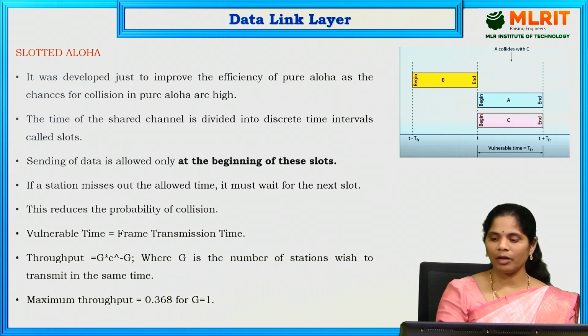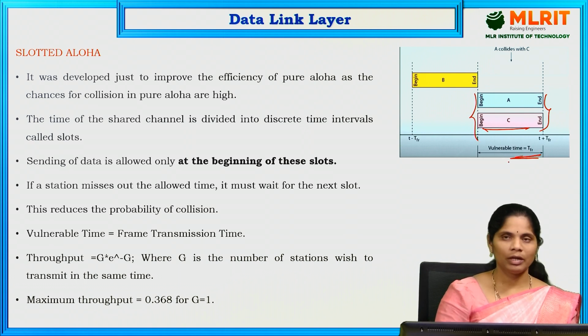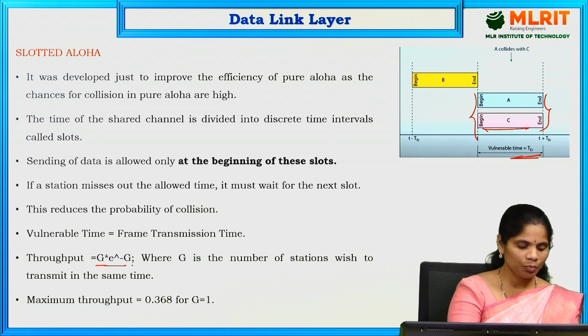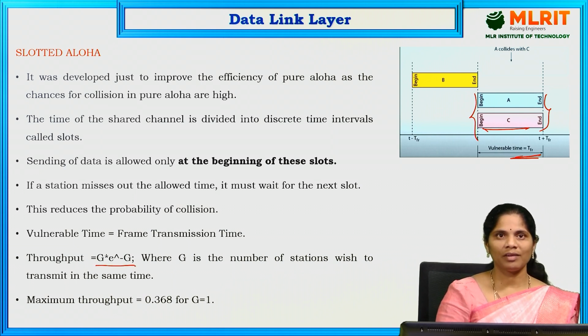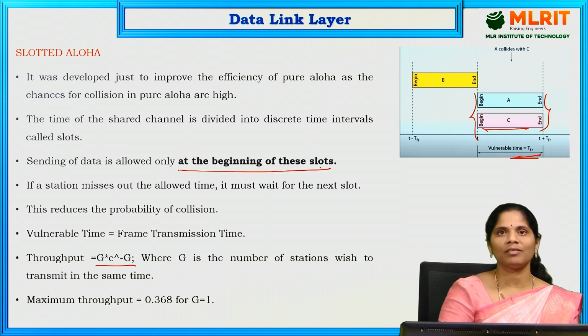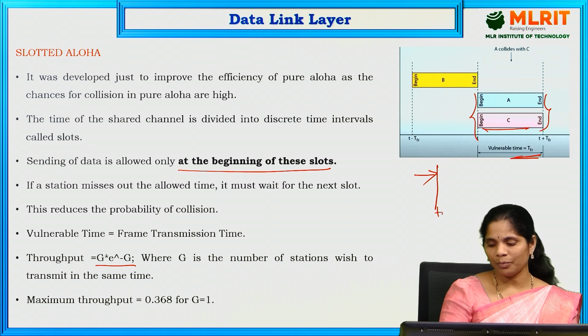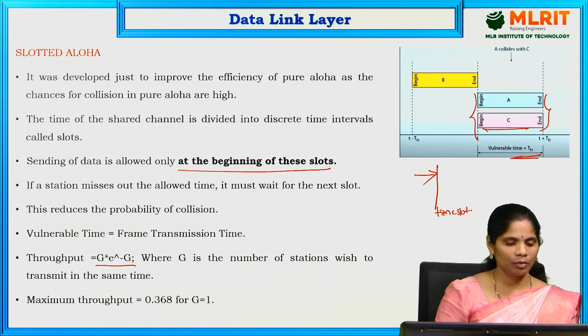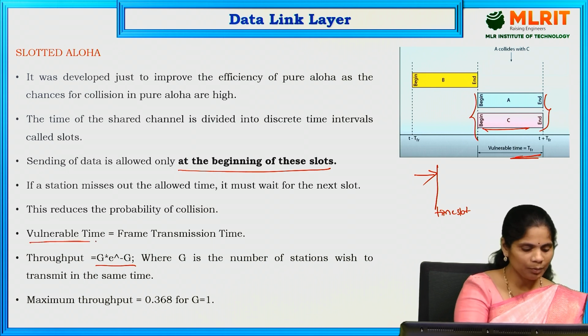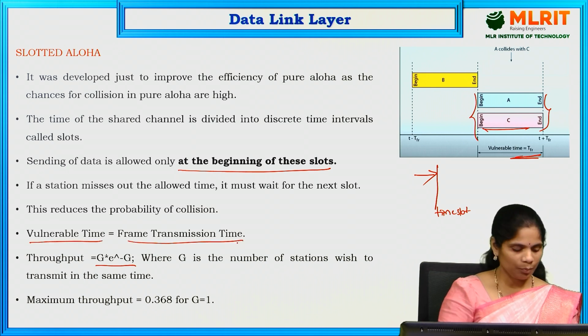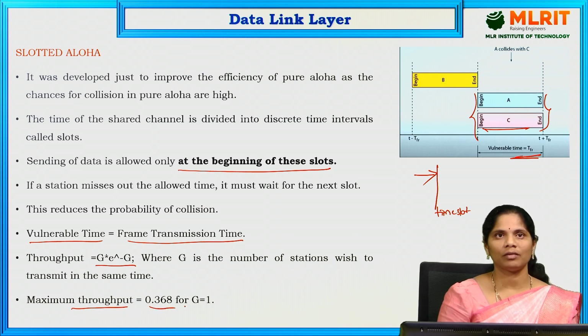And next, in slotted Aloha these two are going to collide with each other because they came in only one time slot. That's why the vulnerable time is T into FR. So here the throughput is G into e power minus G. Sending data is allowed at the beginning of the slot only. Whenever a station wants to send a frame, it starts at the beginning of the time slot and enters the channel. That is the main thing in slotted Aloha. In this picture, vulnerability time equals frame transmission time, and the maximum throughput is 0.368 for G equal to 1. This is about slotted Aloha.